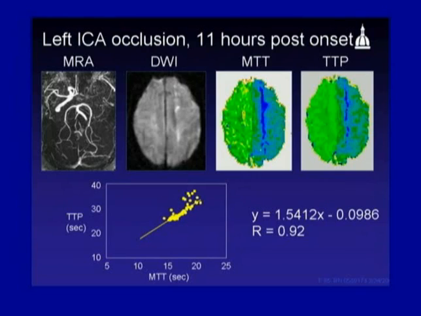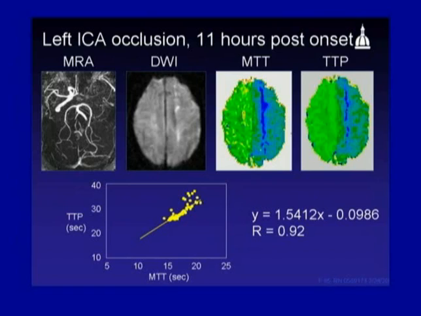It seems like mean transit time and time to peak are very tightly correlated. There was some discussion about whether mean transit time was a better indicator of low flow than time to peak. In some of the studies we've done, we found that they're very tightly correlated, so they're probably largely equivalent.